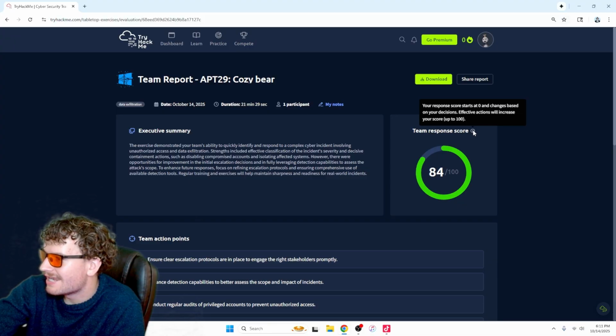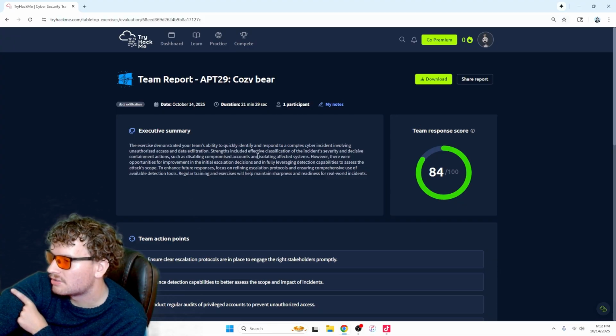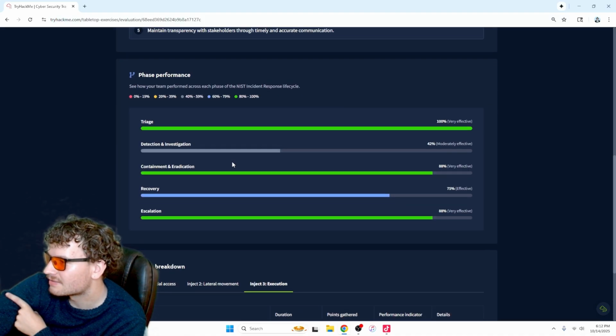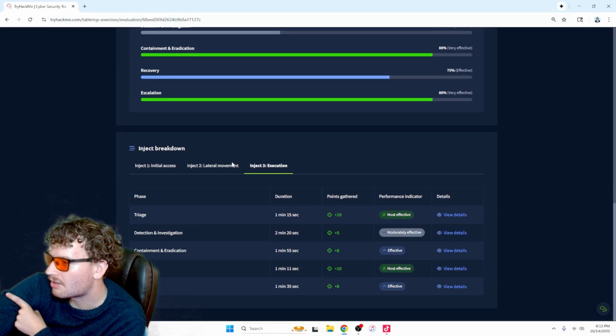Which is better than last time, so that's obviously really nice. Some of my strengths included effective classification of the incident severity and decisive containment actions, such as disabling compromised accounts and isolating affected systems. However, there were opportunities for improvement in the initial escalation decisions and in fully leveraging detection capabilities to assess the attacker's scope. We're in the green zone, so that's for the most part awesome.